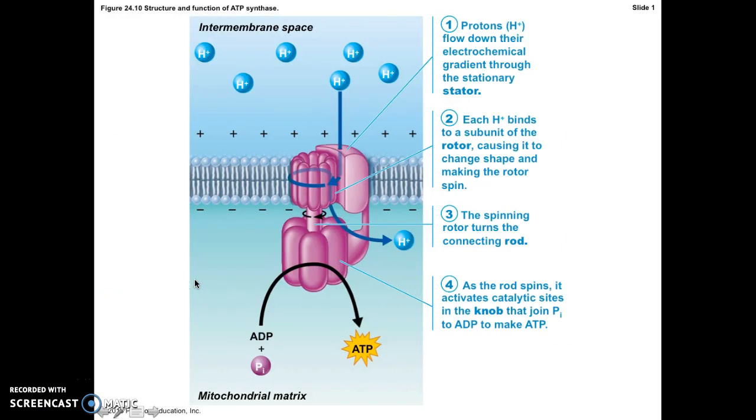Here we see how ATP synthase makes ATP. Protons flow down their electrochemical gradient through the stationary stator. Each proton binds to a subunit of the rotor, causing it to change shape and makes the rotor spin. The spinning rotor turns the connecting rod. As the rod spins, it activates catalytic sites in the knob that join inorganic phosphate to ADP, making ATP.